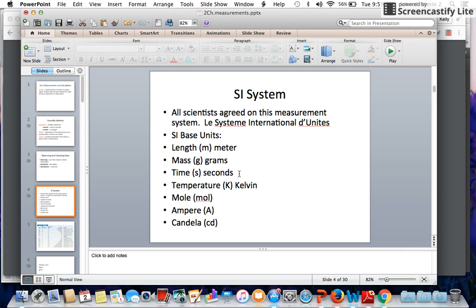A mole is a unit to explain how many atoms we have. Atoms are really small, so instead of using a really big number, we use a mole, which is 6.02 times 10 to the 23rd atoms. So that's huge. Ampere is something you'll learn in physics if you take that, and candela is in physics as well.